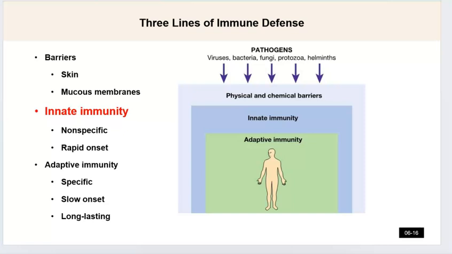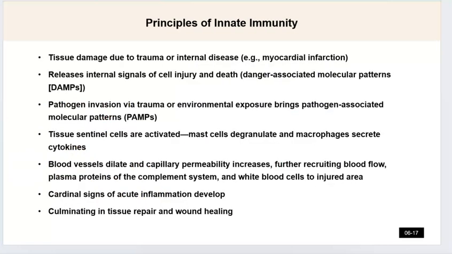So we're reviewing again. We've reviewed a bunch about the barriers of the skin and the mucous membranes. We now talked about the differences between innate immunity and adaptive immunity. To summarize the principles of innate immunity, this is a really nice slide. The innate immunity works by releasing internal signals of cell injury and death, and the pathogen invasion via trauma or environmental exposure brings pathogen-associated molecular patterns.